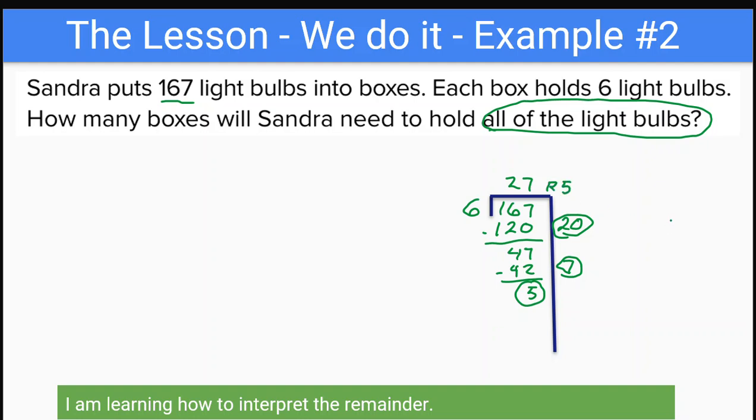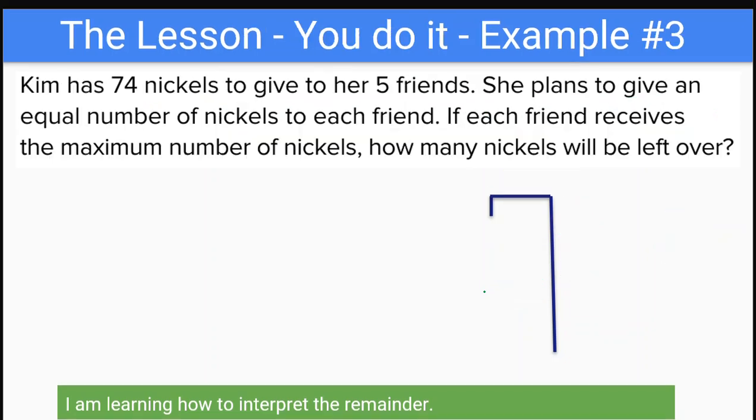So how many boxes does she need altogether? She needs 28. Okay, she needs one more box for those remaining 5 light bulbs. Kids, right now you're learning how to interpret the remainder. You're learning how to figure out what the remainder means. Here's another one right here.